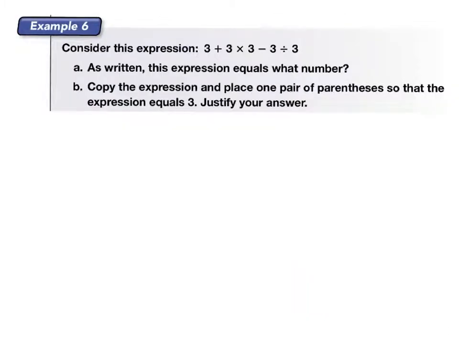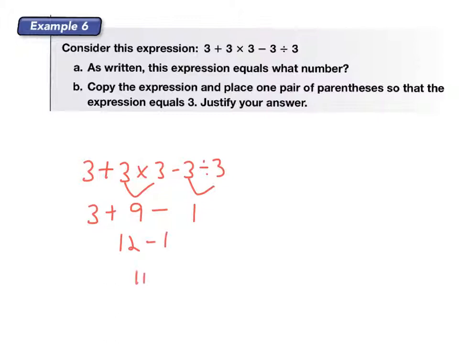Okay, here's the last example, example 6. So write this down. Write down this expression, lots of 3's. As written, this expression equals what number? So as written, we have to do order of operations. So there's no parentheses, there's no exponents. So I'm going to rewrite it down here so I have it. So the first thing that I would do is multiply and divide from left to right. So that would equal a 9, and that would equal 1. So 3 plus 9 minus 1, 12 minus 1, and I would get 11.